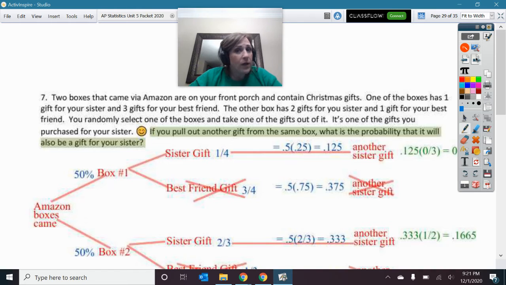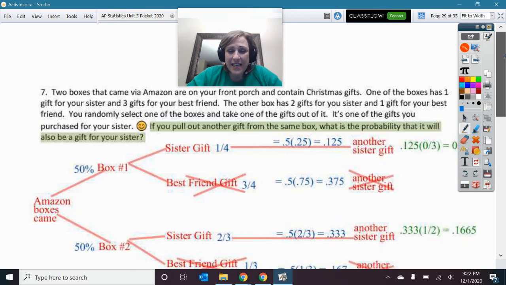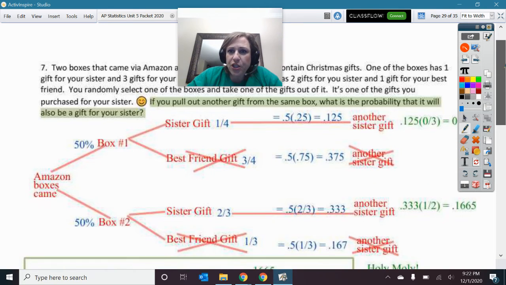Now, number 8 was more basic. So if you got bogged down in number 7, don't worry. This was an unusually tricky one. So here we go. Let's take a look. So we got some boxes. You're doing your Christmas shopping. They came to your porch.